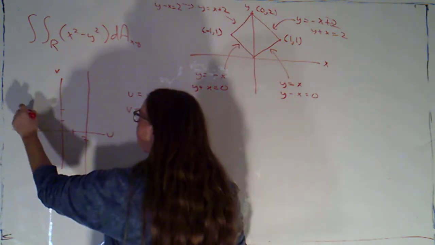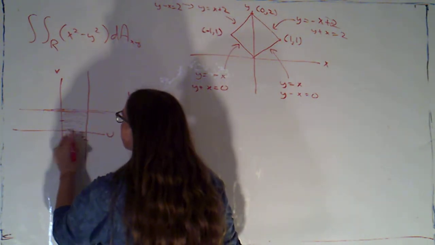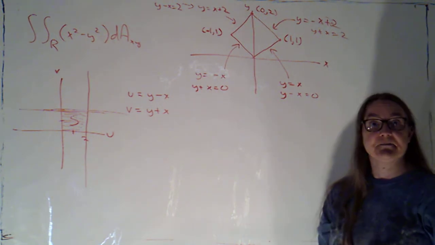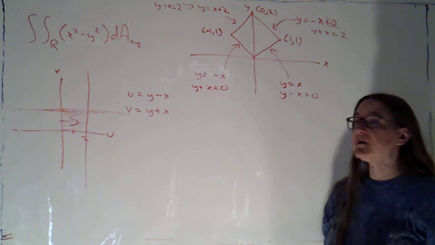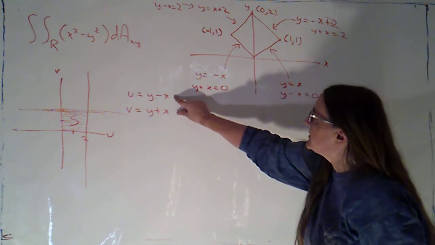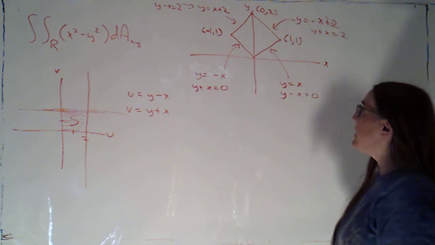So I've got, these are my boundaries. This right here, this lovely square, is my region S. So that's the region over which I'm going to integrate. So I've got this relationship between x and y and u and v.